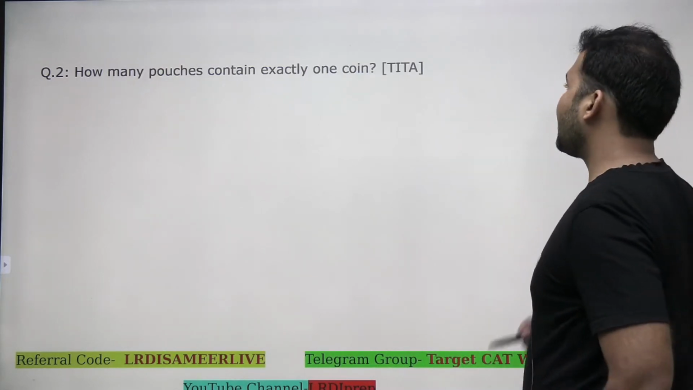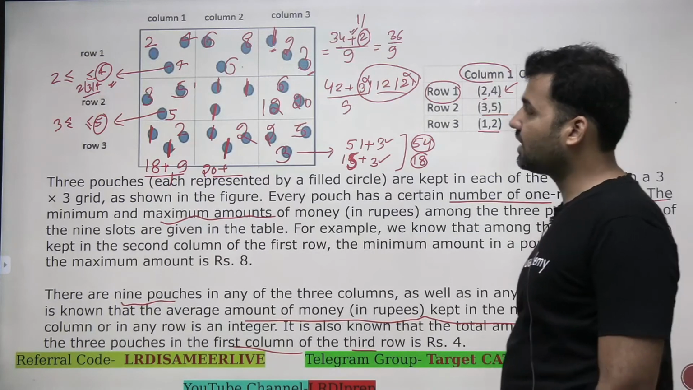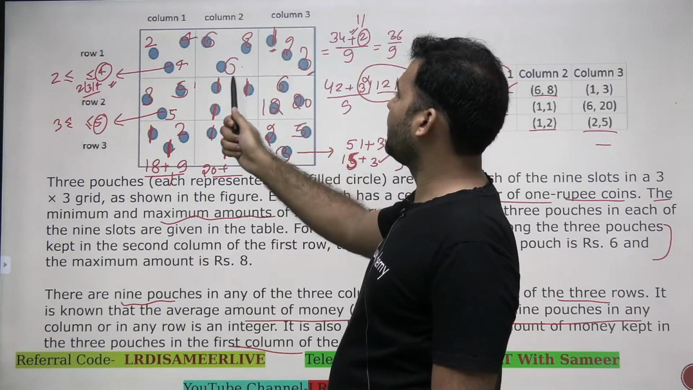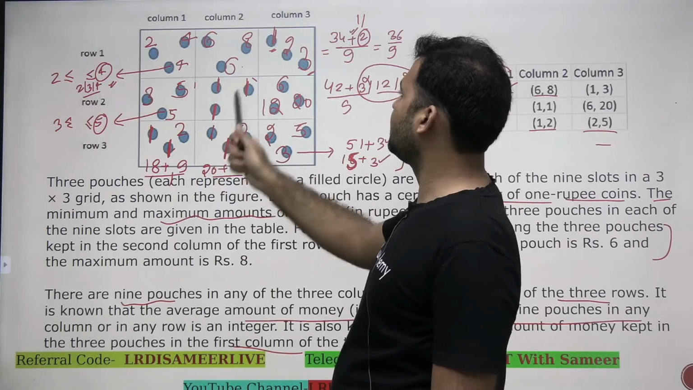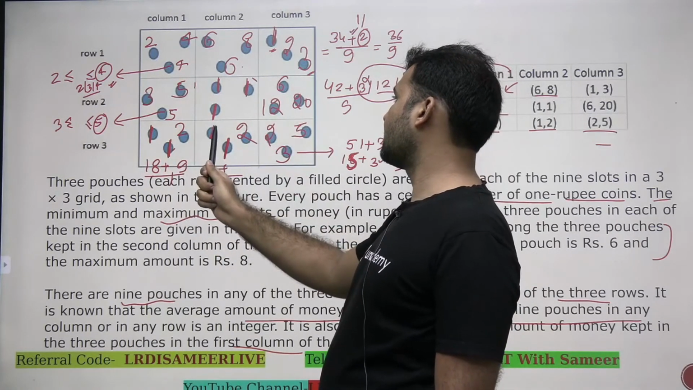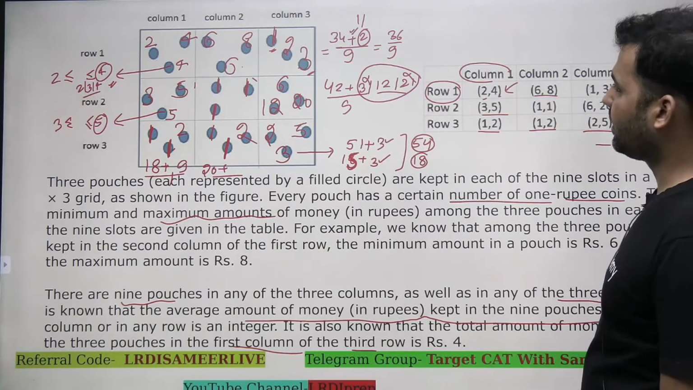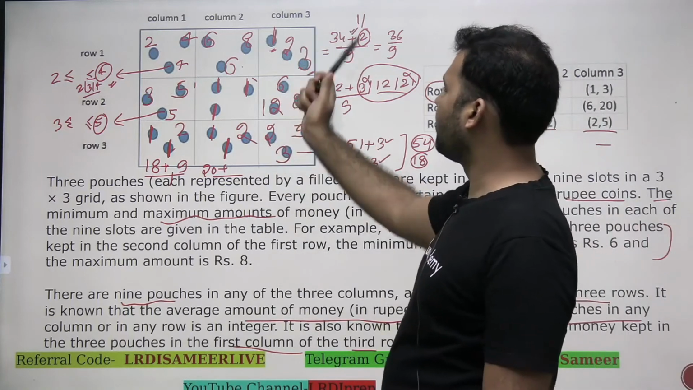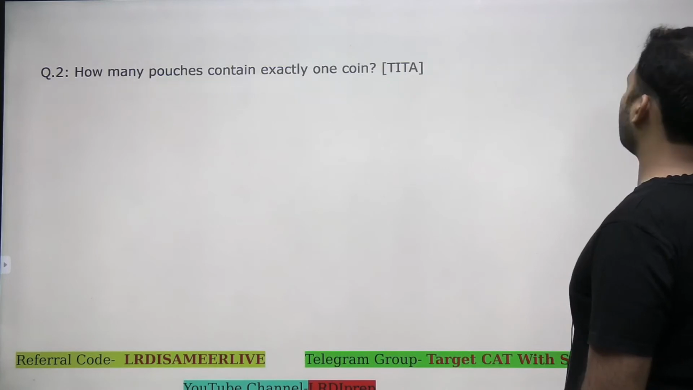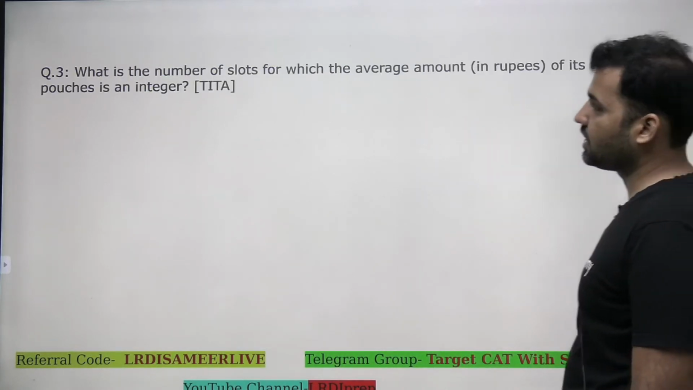How many pouches contain exactly 1 coin? You see that this pouch contains 1 coin, 3 plus 1, 4, 4 plus 1, 5, 5 plus 1, 6, 6 plus 1, 7 plus 1, 8. So the total number of pouches which contain exactly 1 coin are 8. So the answer to the question is 8.